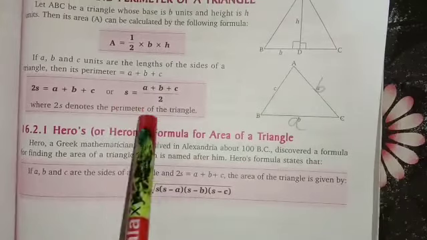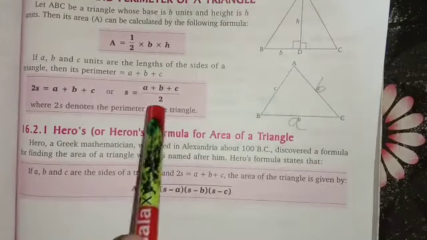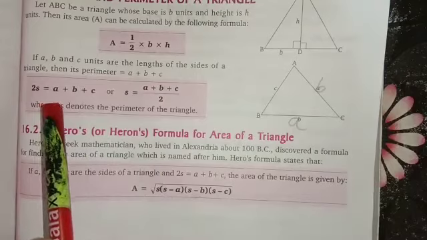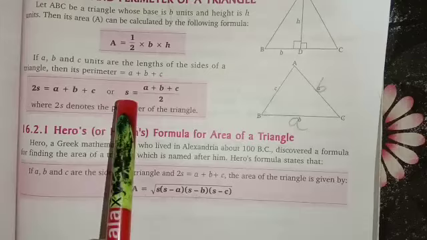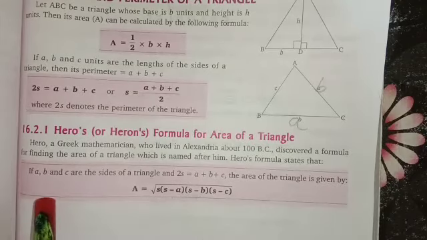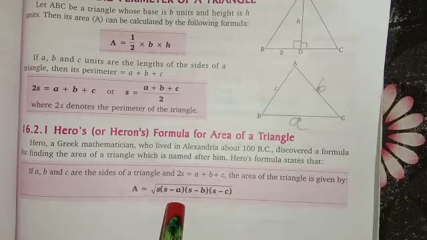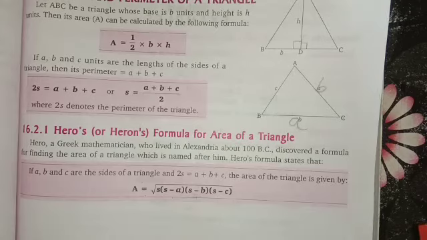S is the semi-perimeter, meaning the sum of three sides divided by 2. That means 2S is equal to the perimeter of the triangle, which is the sum of three sides, A plus B plus C. Using Heron's formula, if three sides are given, area is root over S into (S minus A), (S minus B), (S minus C). You have to apply these two formulas, and in the case of an equilateral triangle, the area is root 3 by 4 into side whole square.